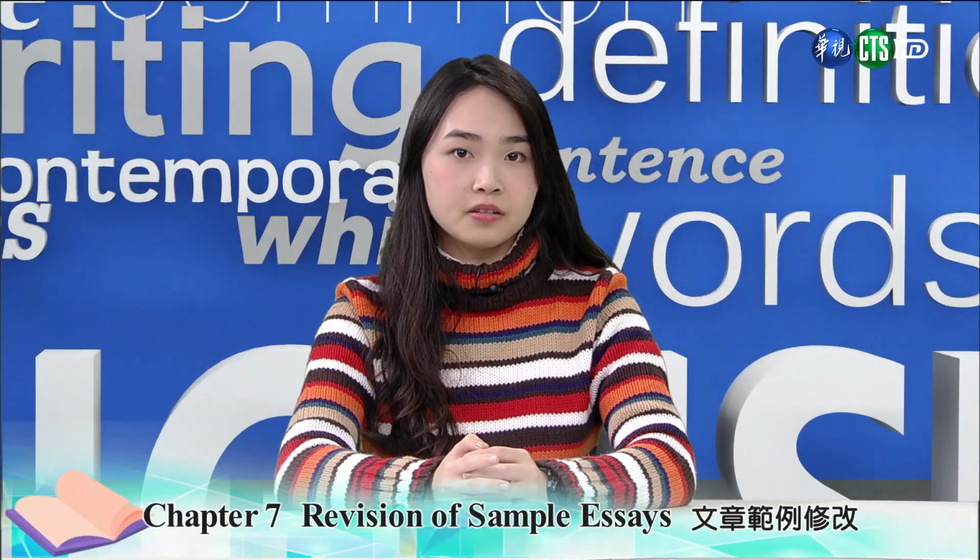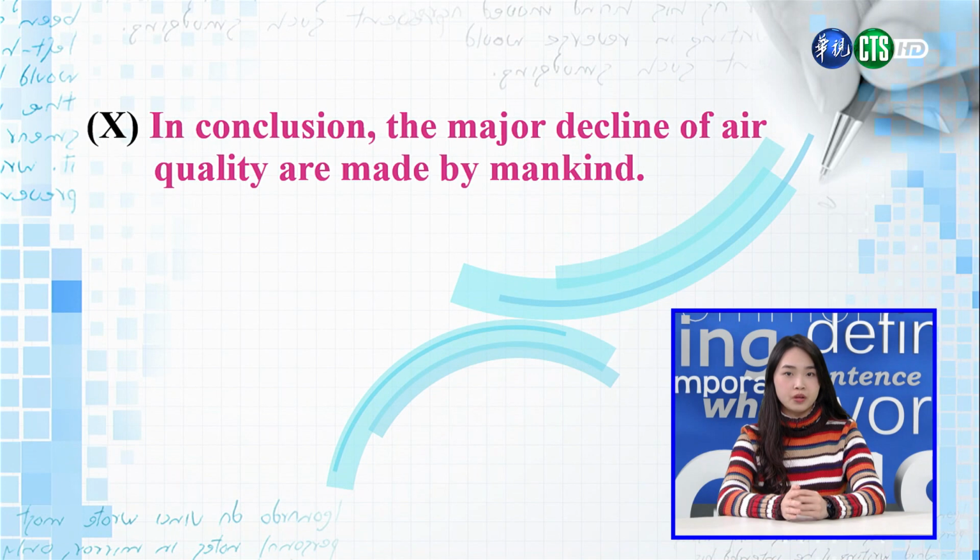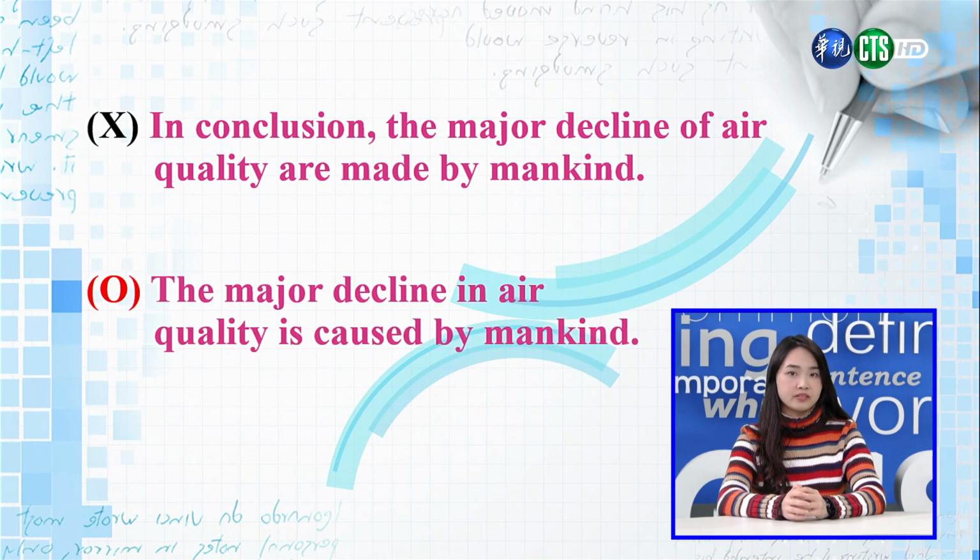It does restate the thesis, but I would still change the structure to the major decline in air quality is caused by mankind. So by deleting in conclusion here, the reason for deleting in conclusion is because it's a bit cliche and it's not a very good transitional word. 所以他这边有把主题句重新讲一遍，但是我会把这个结构改成人类是造成空气品质降低的原因。那我这边会删除掉 in conclusion，就是结论来说，是因为结论来说并不是一个很好的转折的一个片语。And the second sentence is all over the place.